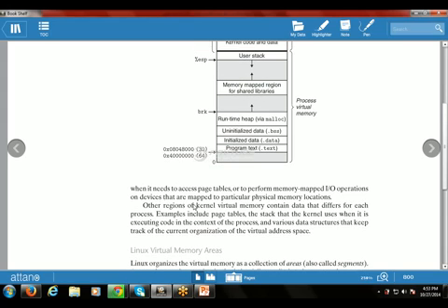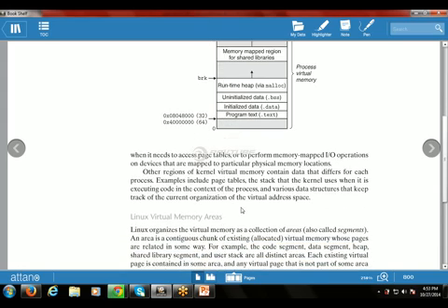For example, whenever there is a requirement to access the page table, or to perform memory input output operations on the devices that are mapped to particular physical memory locations.